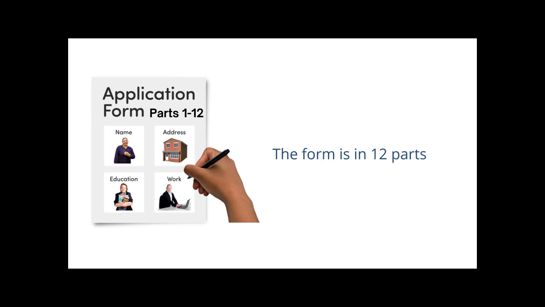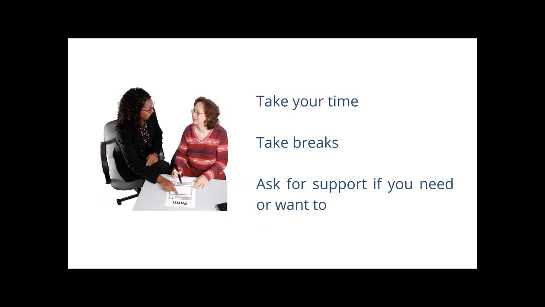The form is in 12 parts. It's quite long. Take your time and take breaks when you need to. If you would like some support in filling it out, you can ask someone you trust to help you. You can also go to a housing officer at your local authority offices or the Citizens Information Service.